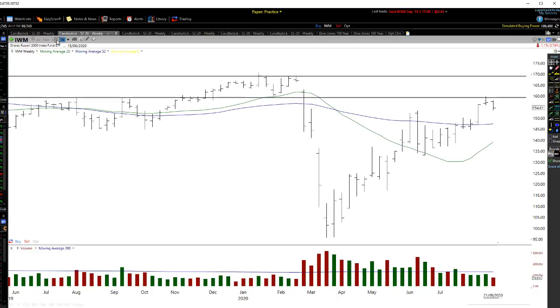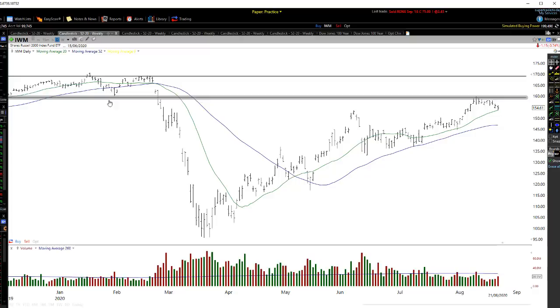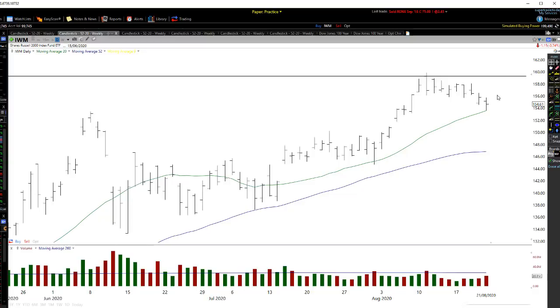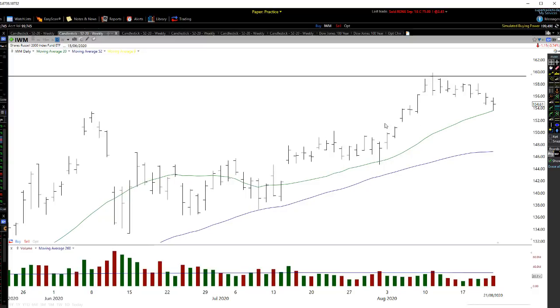Because you can see, if I bring up my daily charts here, you can see how this is a bit of support back here. And if we clear this 160 level, then we're probably likely to run to 170. So that could be some sort of short-term play for me, a short-term trading opportunity. But I need to see a bit of confirmation there first.